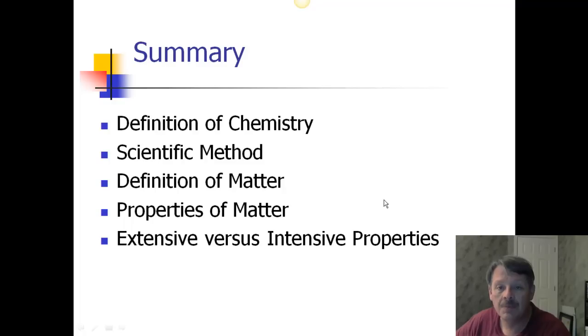All right. So our summary of this podcast is you need to be able to define chemistry, not a Webster's definition, but something where you understand what it means. You need to be able to understand and use the scientific method. You need to be able to define matter. You need to understand the properties of matter and understand extensive versus intensive properties.